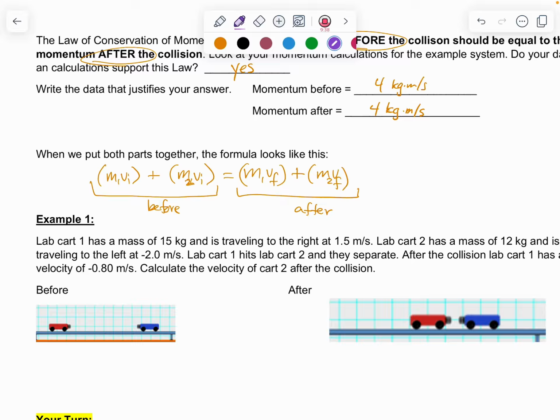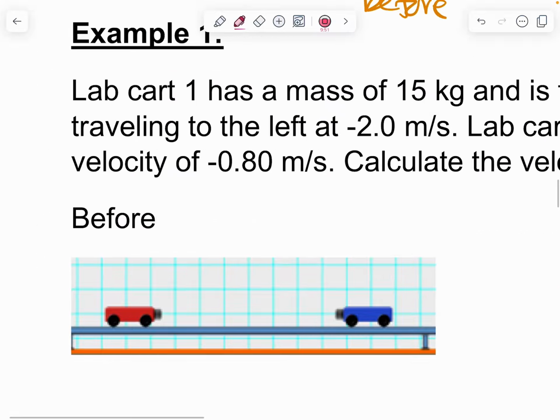All right. No, I've already used purple. How about pink? Okay, so let's do our example problem here. And again, before I write anything down, I'm going to take a look at what I'm dealing with. So here I have 2 carts. I've got cart 1, the red cart. I've got cart 2, the blue cart.